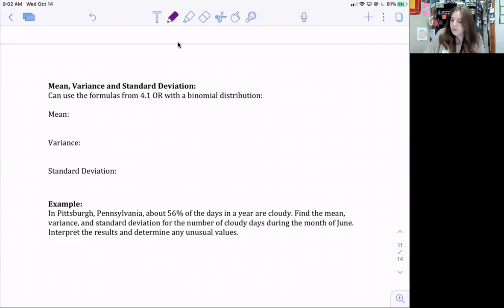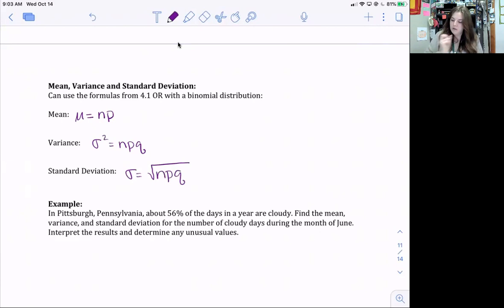Our formula for the mean of a binomial distribution is just n times p. Our variance, sigma squared, equals n times p times q. And the standard deviation we know is the square root of the variance, so the square root of n times p times q.